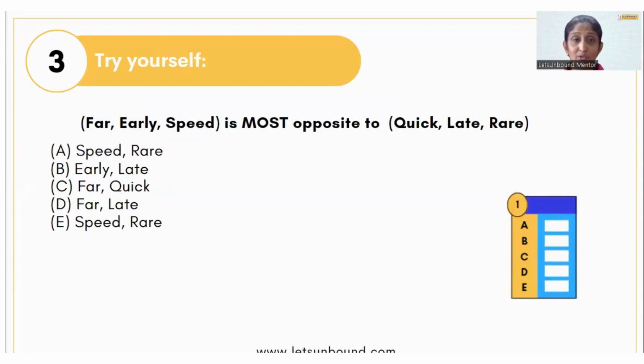Now, this I want you to try on your own. The options that are given in the first bracket are far, early, and speed. And you have to find the most appropriate opposite from the second bracket, which is quick, late, or rare.